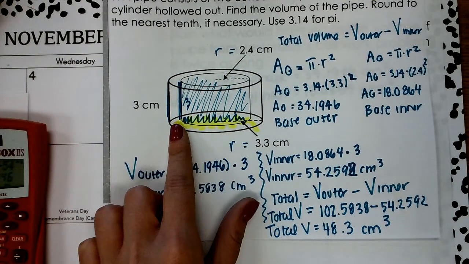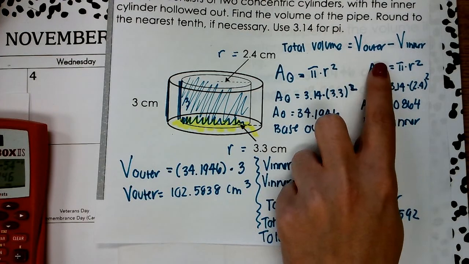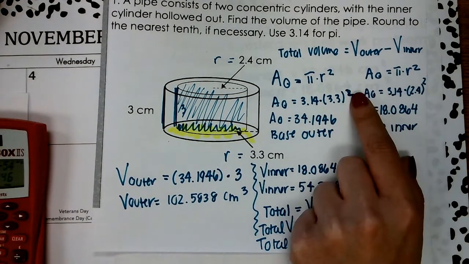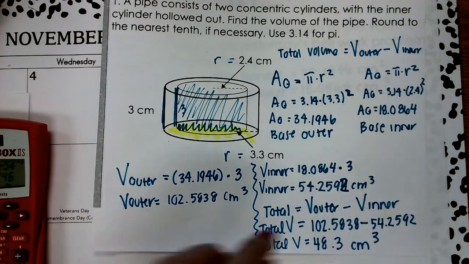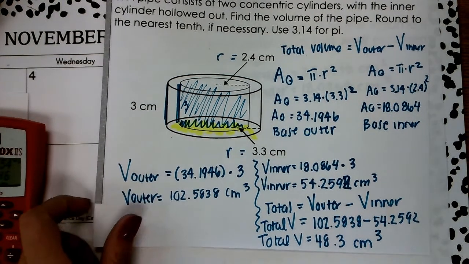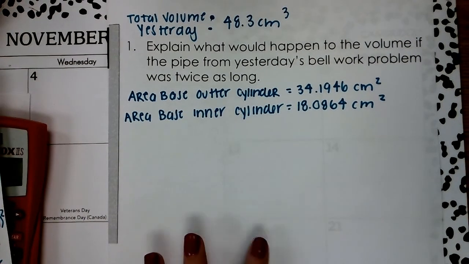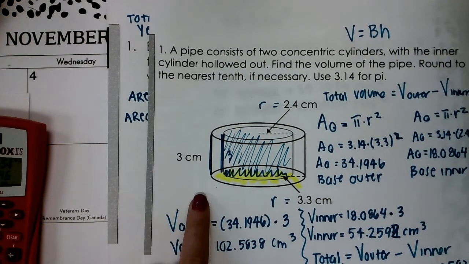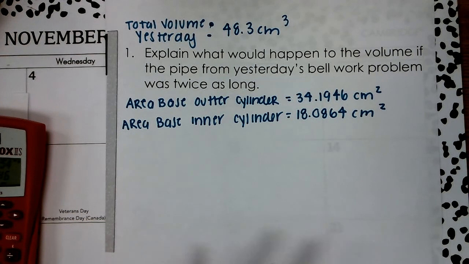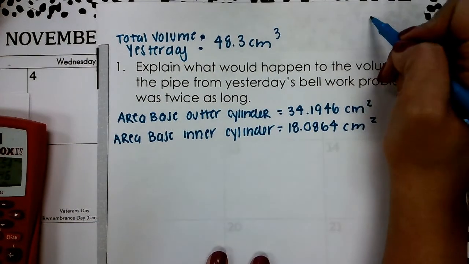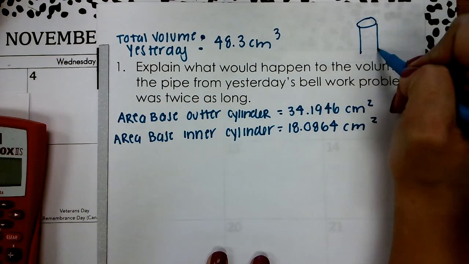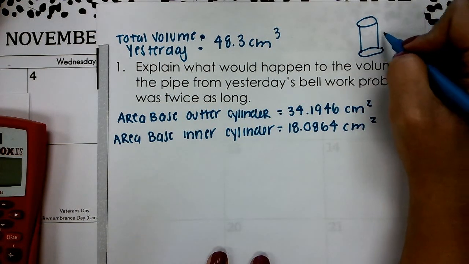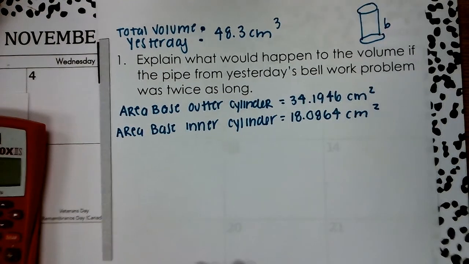To do that, we had to find the volume of the outer cylinder and subtract the volume of the inner cylinder because the inner cylinder was hollowed out. When we did that yesterday, we found that the total volume was 48.3 centimeters cubed. In yesterday's cylinder, our height was 3. So today's problem is asking us, what if for this pipe, for each cylinder, the height was 6? We need to figure that out.